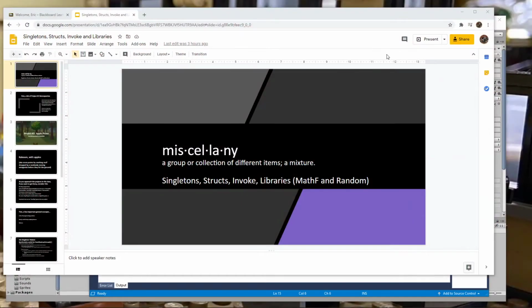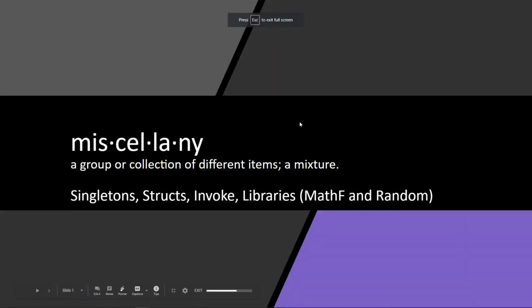Scene, there we go. Okay, this is the Miscellany lecture. What is Miscellany? A group or collection of different items. Miscellaneous, it is a mixture. So this is sort of the mixed bag portion of the lecture. It kind of knits together some of the things that we saw, gives you a couple of things that will bridge us to some other techniques, and just fills in the gaps.